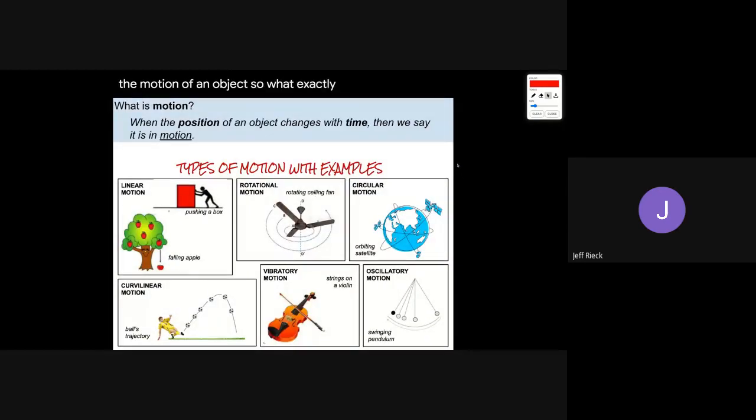So what exactly is motion? Motion is going to be defined as when the position of an object changes with time, then we say that that object is in motion. And you can see on the screen here, there's quite a few different types of motion that we're going to learn about in physics. But the goal of this video is to get introduced to this topic right here, and that is linear motion.